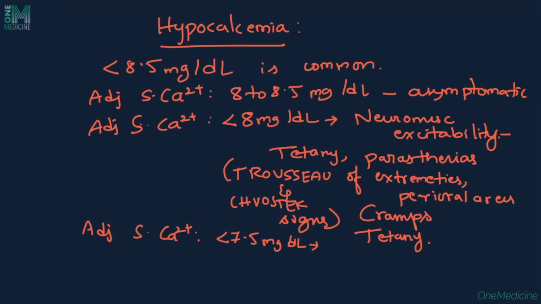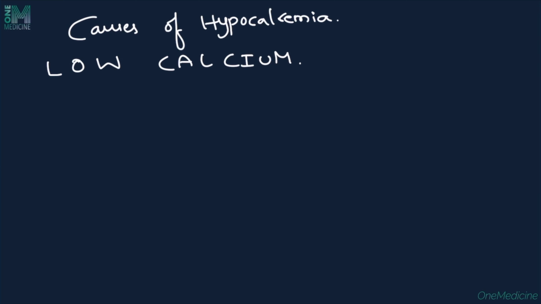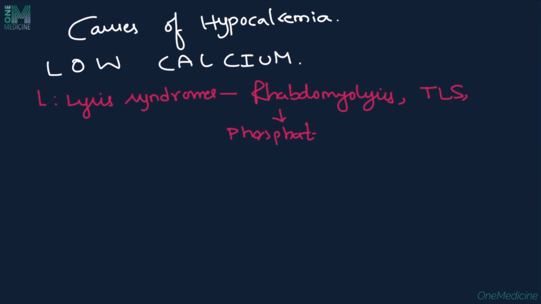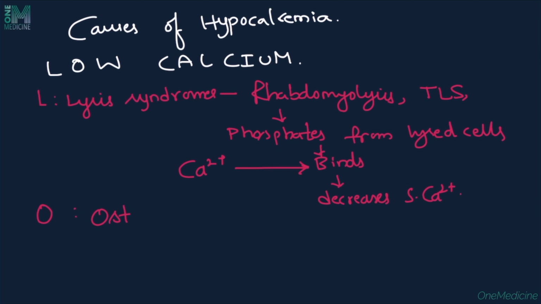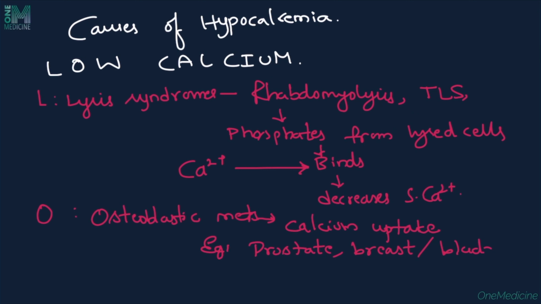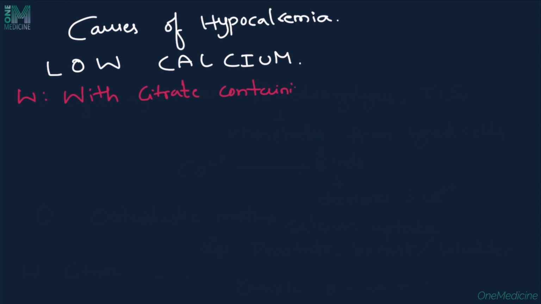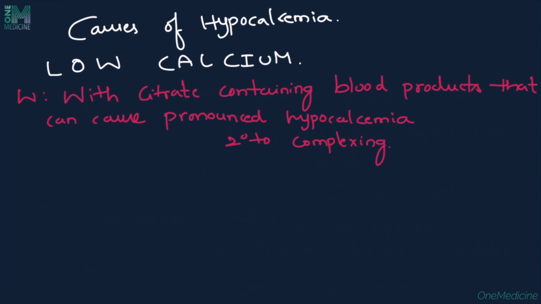Adjusted calcium concentration of less than 7.5 mg per deciliter may result in arrhythmias or seizures, especially with a rapid fall in serum calcium. Causes of hypocalcemia can be remembered by a mnemonic: low calcium. Lysis syndromes, including rhabdomyolysis and tumor lysis syndrome, with widespread release of phosphate from damaged cells binding to calcium and lowering the serum levels. Osteoblastic metastasis with calcium uptake, for example from prostate, breast or bladder cancers, with infusion of citrate-containing blood products that can cause pronounced hypocalcemia due to citrate complexing with calcium.